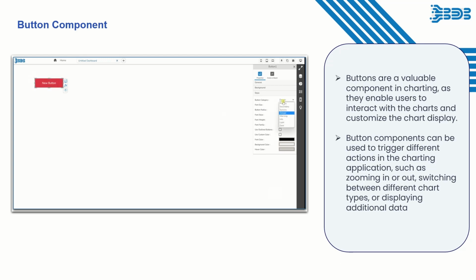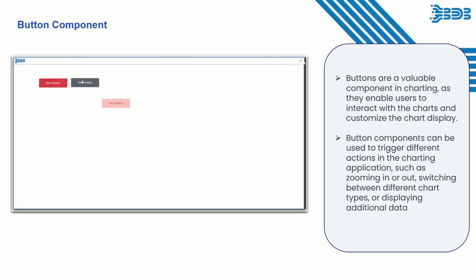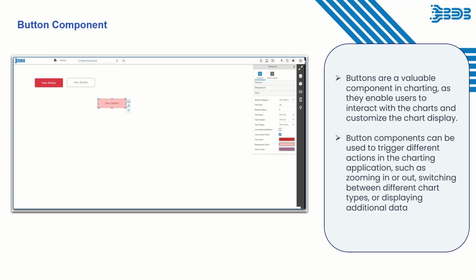Buttons are a valuable component in charting, as they enable users to interact with the charts and customize the chart display. Button components can be used to trigger different actions in the charting application, such as zooming in or out, switching between different chart types, or displaying additional data. Now, let's move to the live demo.